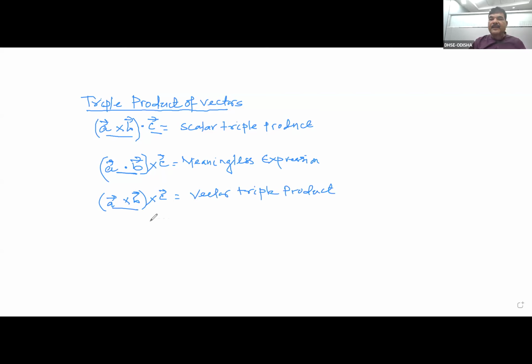So generally triple products are of two types. One is scalar triple product and second one is vector triple product.